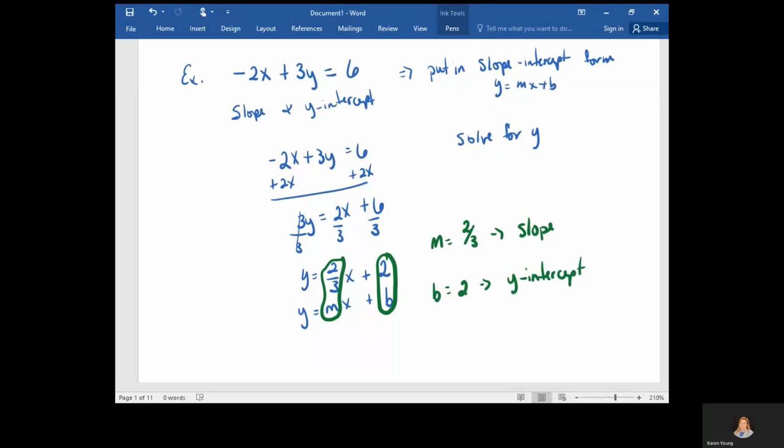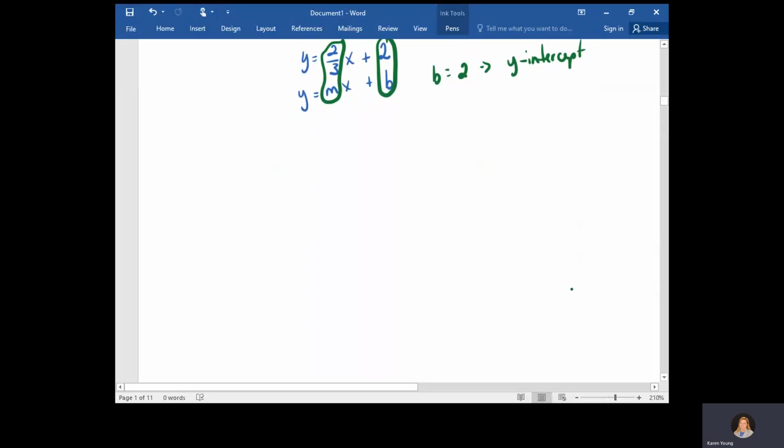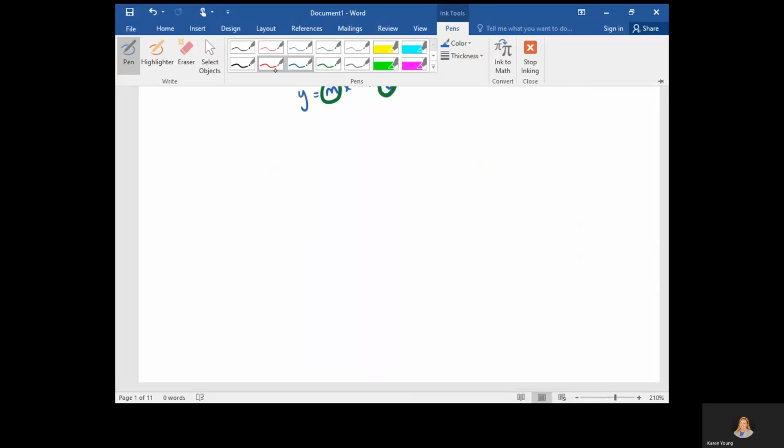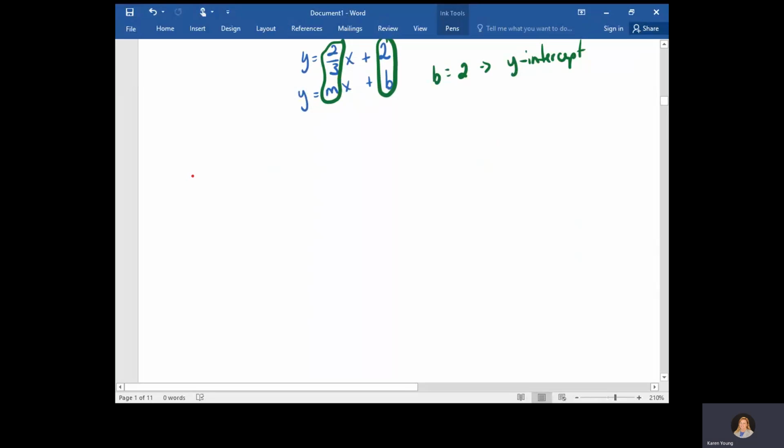Questions? Let's look at another one of these. So this time they're giving me the equation x plus 2y equals -6. Okay. So again, I want to know what is my slope and my y-intercept.